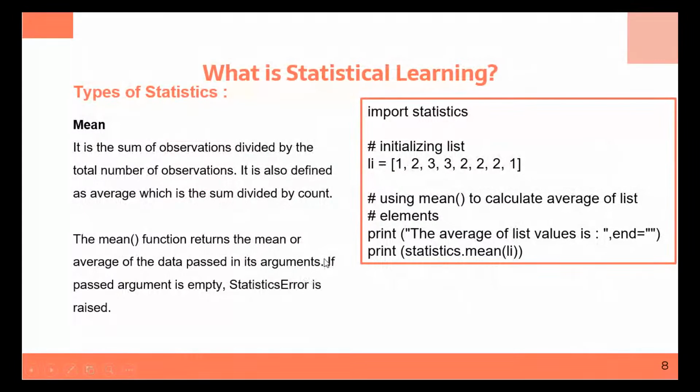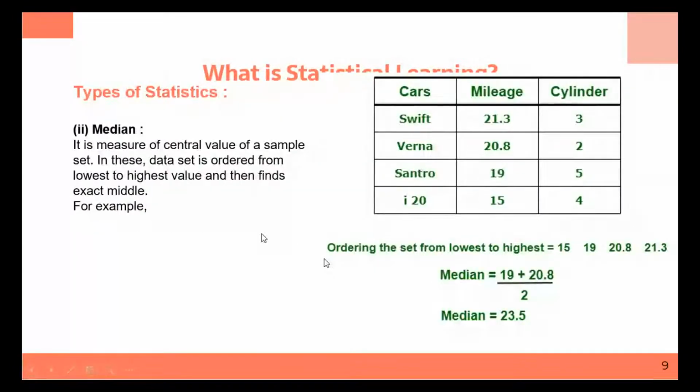All right, let's go ahead. We have the median. I hope you know the median. It's a measure of central tendency of a sample set. In this data set, it is ordered from lowest to highest value, and then it finds the exact middle of the complete list that you are providing as a population.